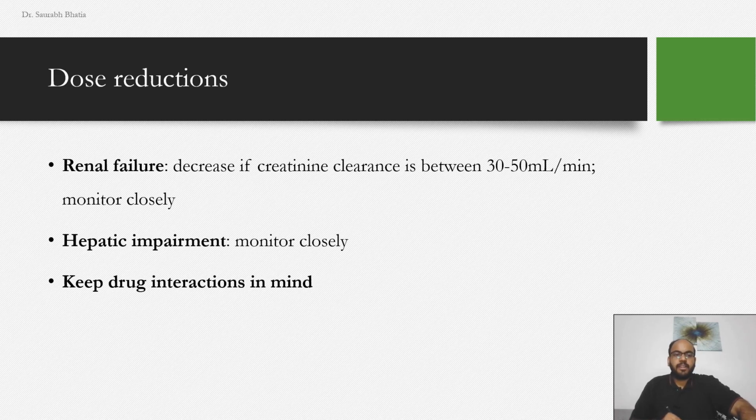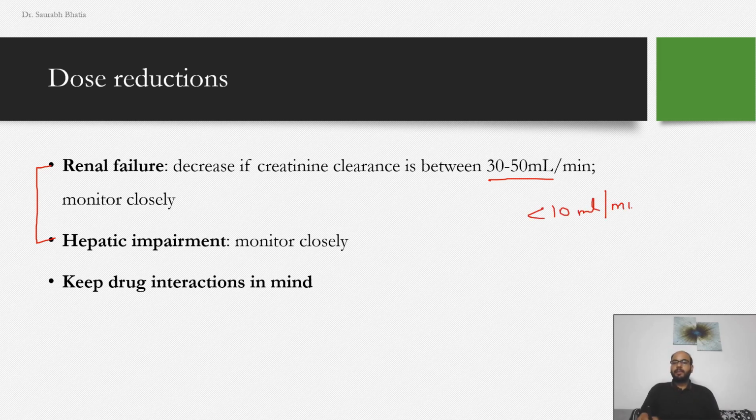Dose reductions. Reduce the dose in two kinds of patients, those who have renal failure or hepatic impairment. If the creatinine clearance is between 30 to 50 or more than 50, no dose reduction is technically required, but you have to monitor closely regarding the side effects. If it is less than 10, you cannot use it. So if the creatinine clearance is less than 10 ml per minute, no colchicine. Okay? No colchicine. Because colchicine itself can cause renal damage and 10 to 20% of colchicine is excreted through urine.